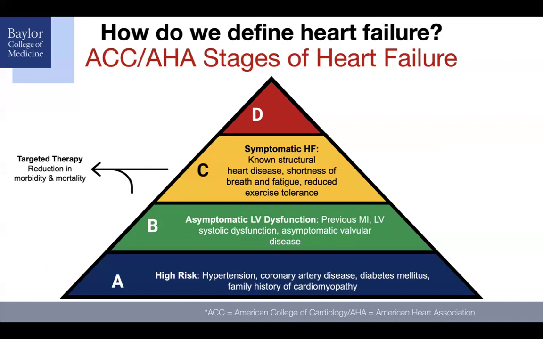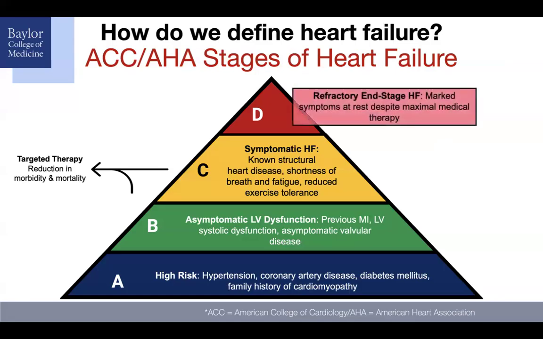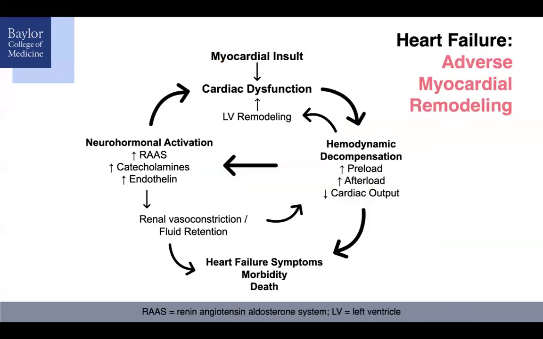So in patients with stage B and C, you want to think about targeted therapy to reduce morbidity and mortality. And in stage D, these are patients who have marked symptoms at rest despite maximal medical therapy. And this defines end-stage or refractory heart failure. And these patients need to be considered for advanced therapy such as transplant as well as left ventricular assist devices. So all of our targeted therapy addresses adverse myocardial remodeling.